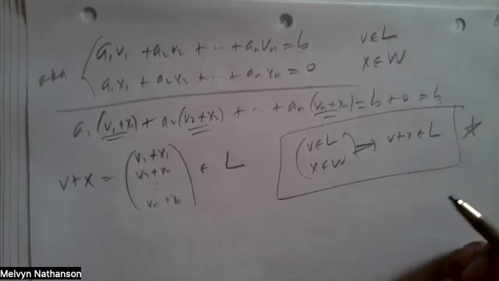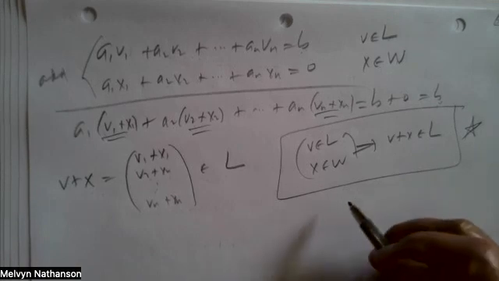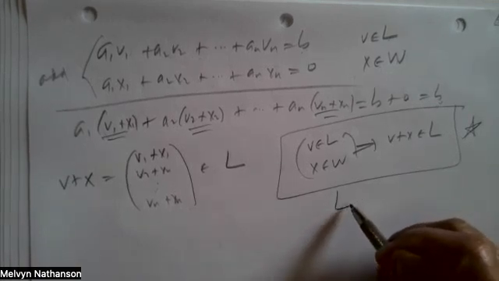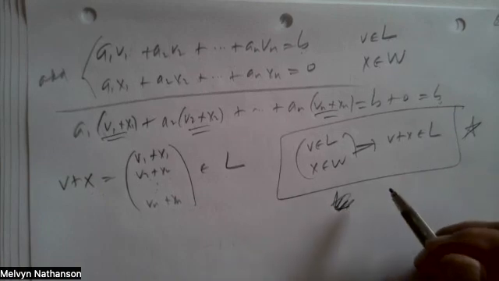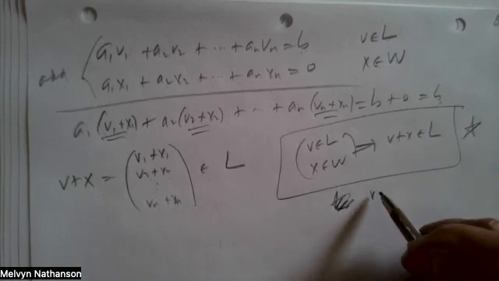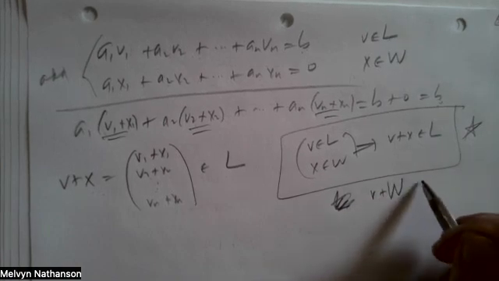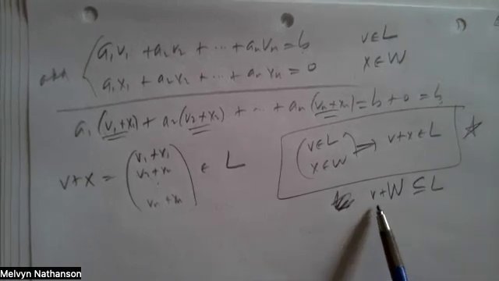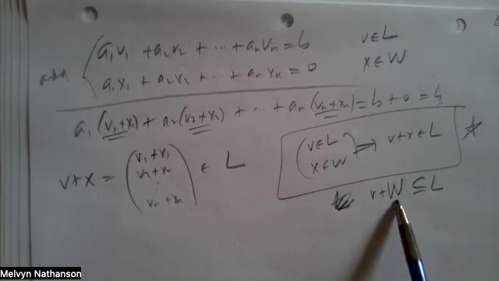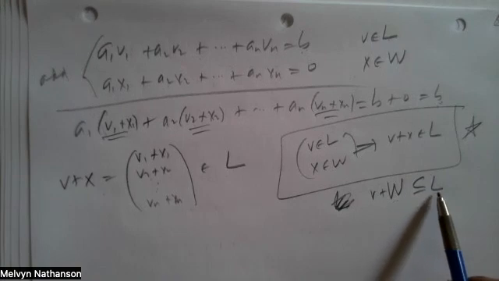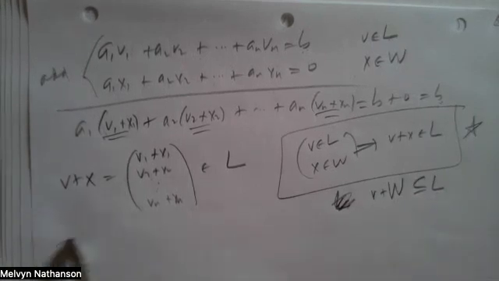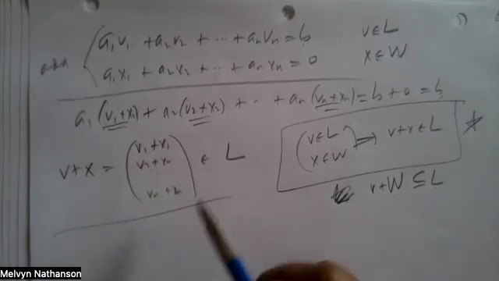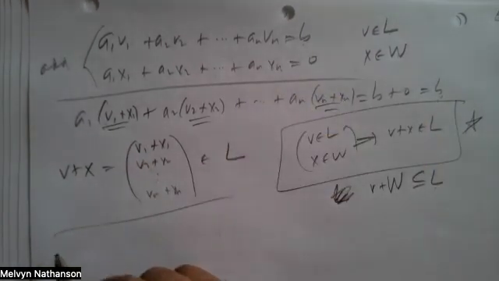Another way of saying that is, V plus W is contained in L. If I add to V any vector X that's a solution of the homogeneous equation, I get a solution of the inhomogeneous equation. Now, suppose I take two solutions of the inhomogeneous equation.